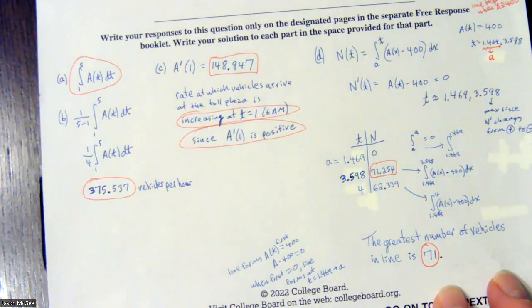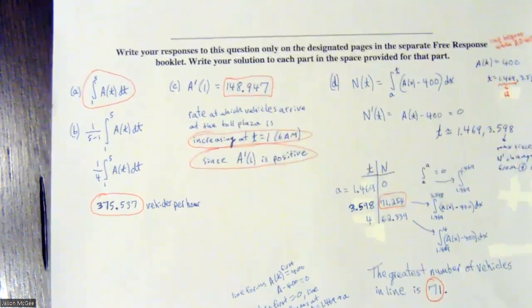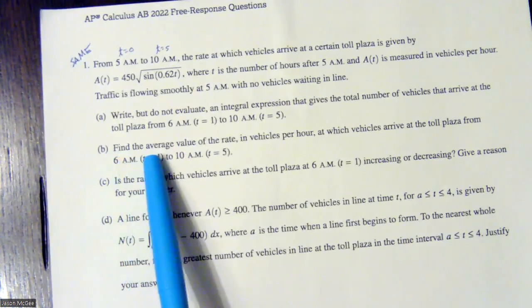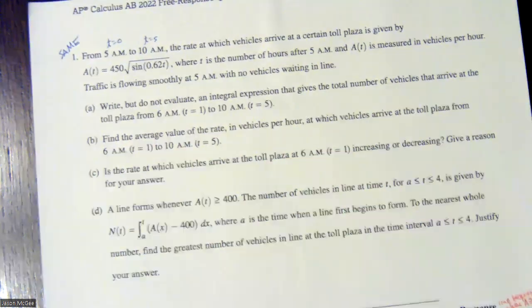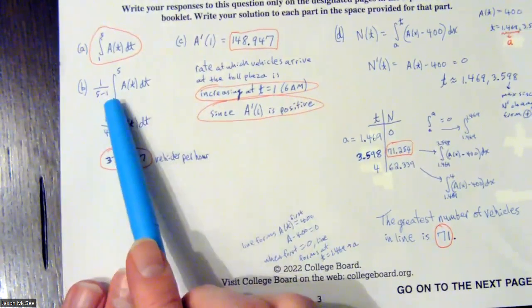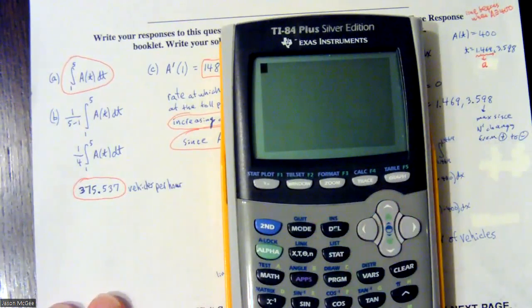We just have to set that up. Now remember on part B, when they give us a problem about cupcakes and it says find the average number of cupcakes, you use your average value format. It says to find the average value of this rate at which they arrive. So we're still sticking with this A of t, and we're going to use our average value formula, which we know is 1 over b minus a times the integral from a to b.